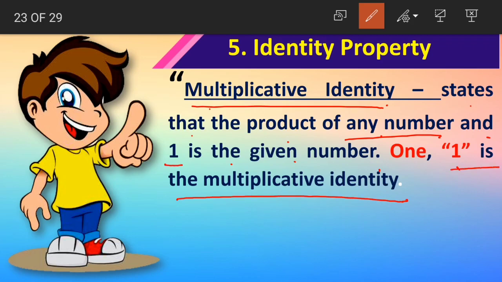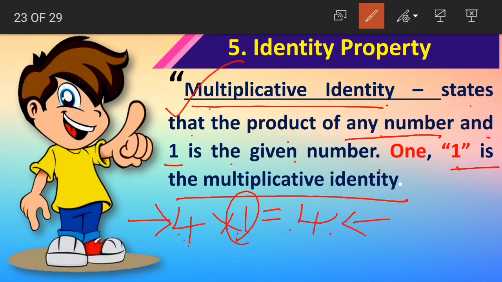1 becomes what? 1 becomes the multiplicative identity. How? When I multiply 1 with any number, it will give me back the same number. 4 ones are what? 4 ones are 4. So I gave the number 4 and it gave me back the number 4 only. The identity is not changed here. So 1 becomes the multiplicative identity.